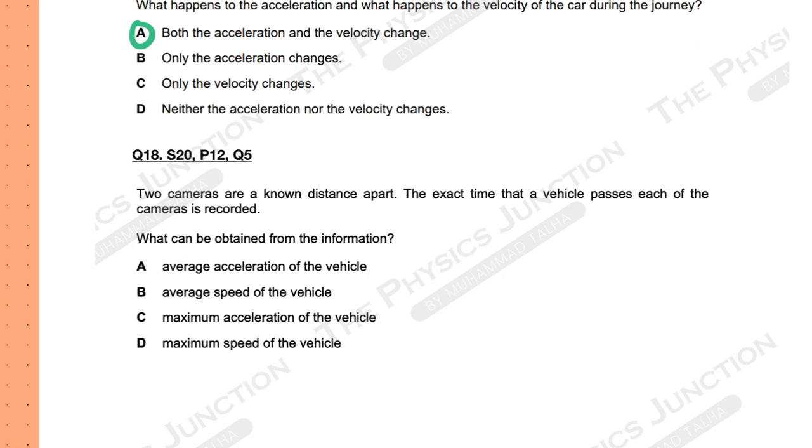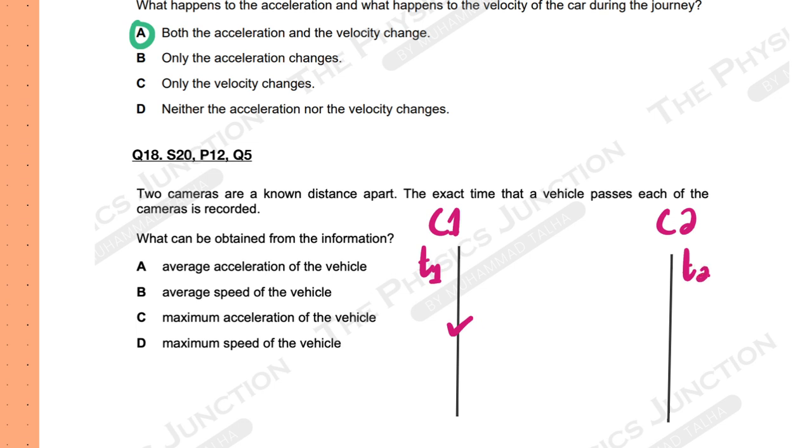Alright, let's have a look here. Two cameras are a known distance apart. The exact time that a vehicle passes each of the cameras is recorded. What can be obtained from the information? So this is basically like we have some speed cams, this is camera 1, this is camera 2, and we know when the car passes camera 1, so we know some time t1, and similarly we know some time t2 when it passes the second camera. So I know the total time, and we also know the distance.